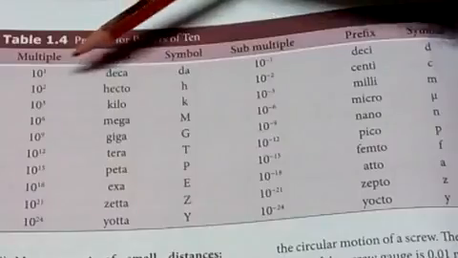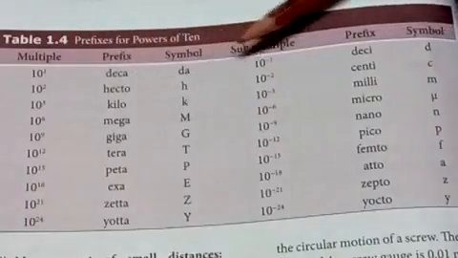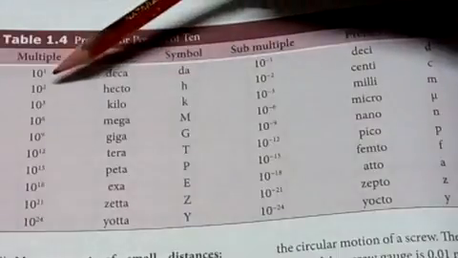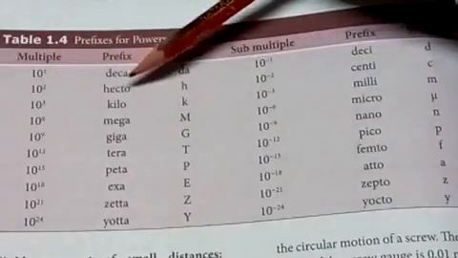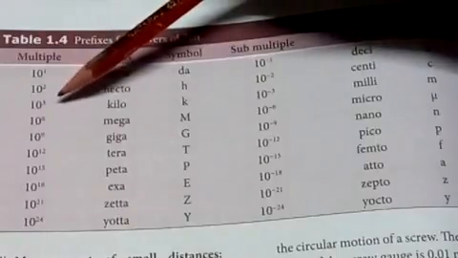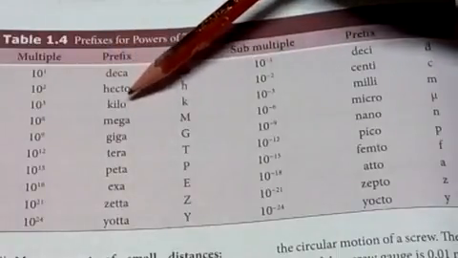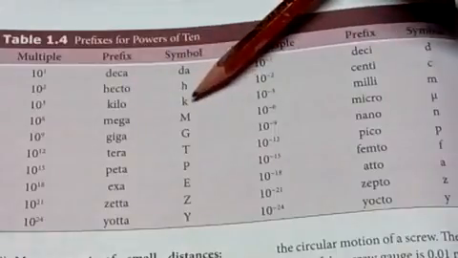10 power 1 we call Deka, the symbol is Da. Next one, 10 power 2, the prefix is hecto, symbol is H. Next one, 10 power 3, it means kilo. Prefix means you write before that, we say kilogram that way. So the symbol is small k.